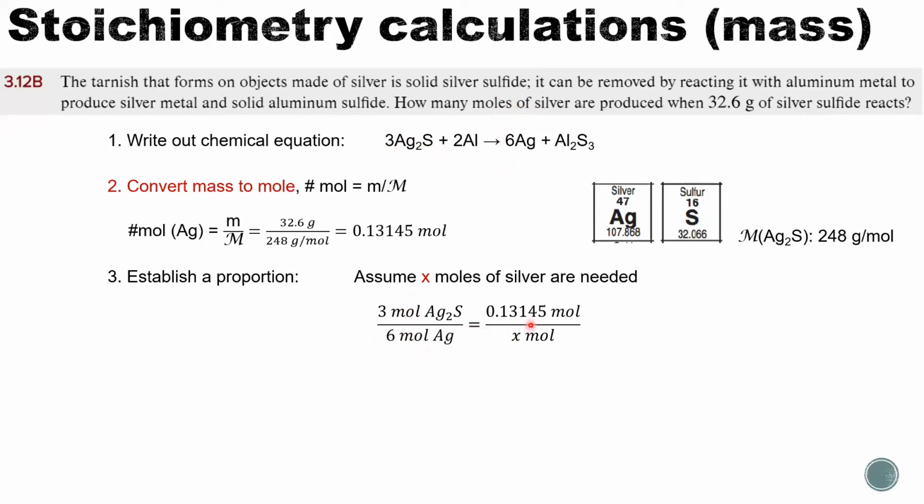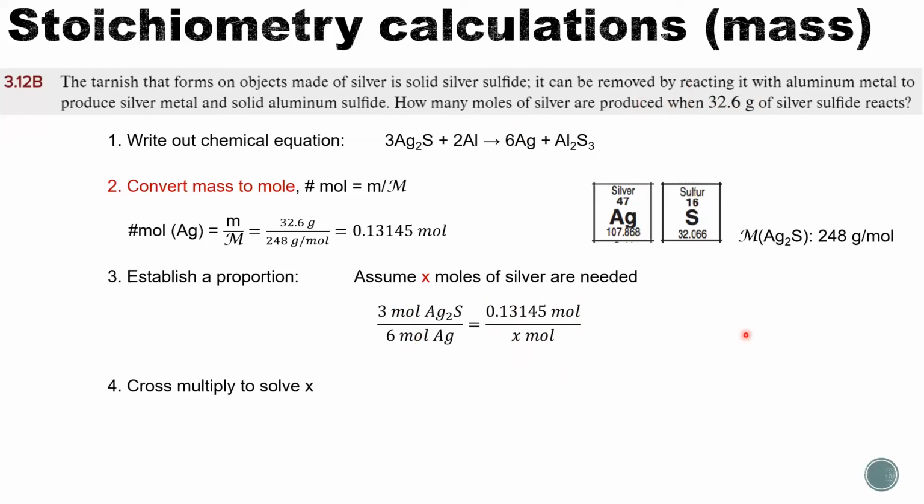And that equals to 0.13145 moles of silver sulfide we calculated from the question, and then X moles of silver needed. Again, pay attention to this proportion. All the units are the same. And also, the top refers to silver sulfide and the bottom refers to silver. The left is from the chemical equation, the right is from the question.